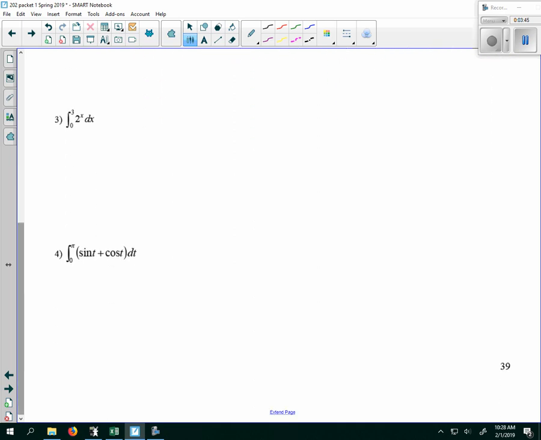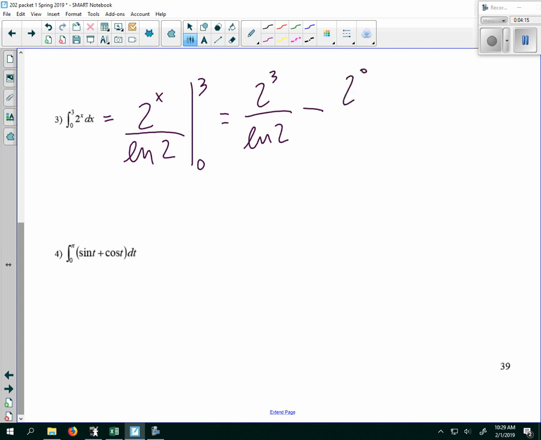Okay, the integral from 0 to 3 of 2 to the x dx. So I need an antiderivative of 2 to the x. So if you remember the rule for derivatives, the derivative of a to the x is a to the x ln a. So this is going to be the reverse of that. So it's going to be 2 to the x over ln of 2, evaluated from 0 to 3. So first I plug in a 3, so I get 2 cubed over ln 2. Then I plug in a 0, so I get 2 to the 0 over the ln of 2. 8 over ln 2 minus 1 over ln 2 is 7 over the ln of 2.